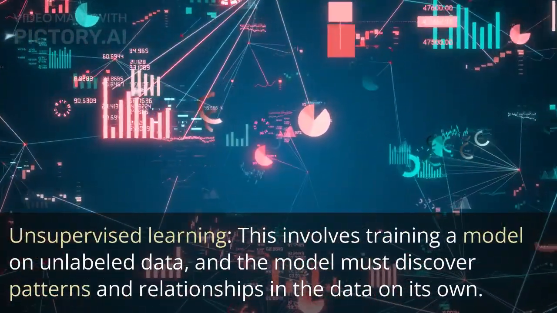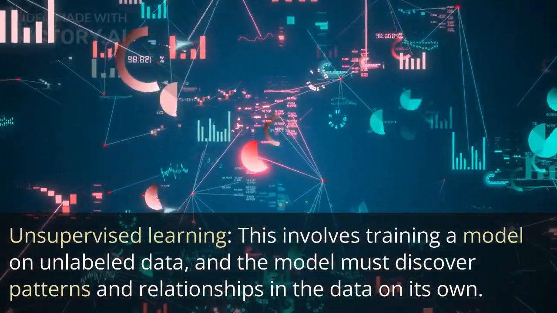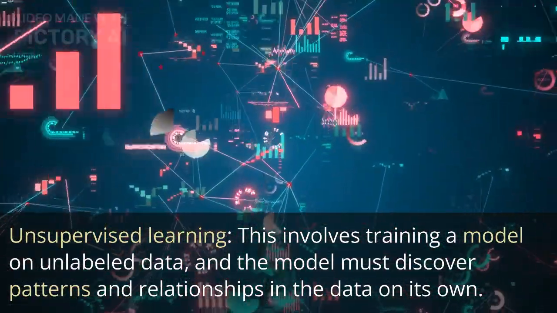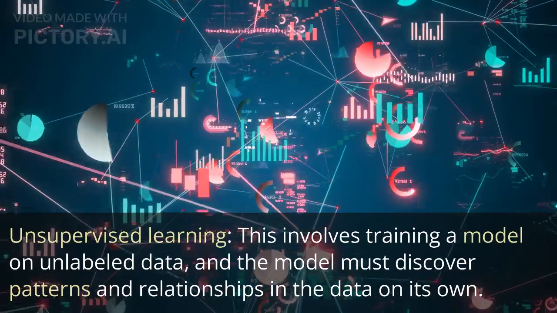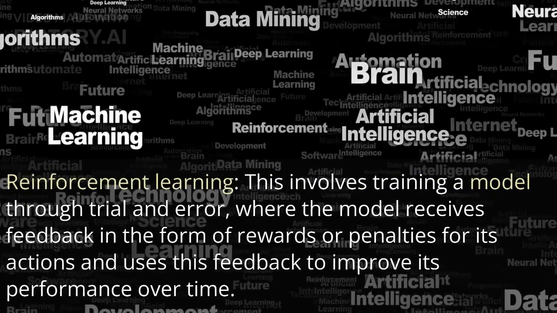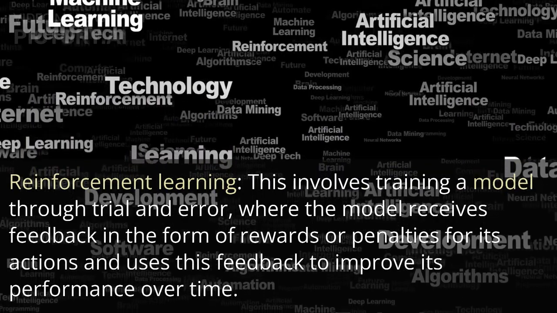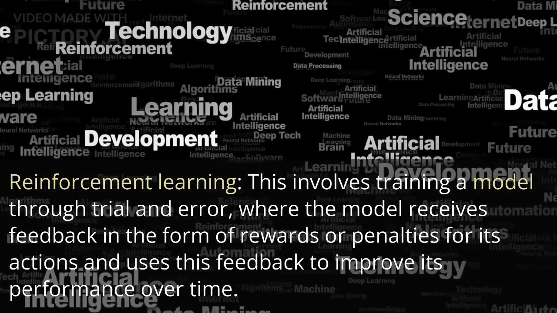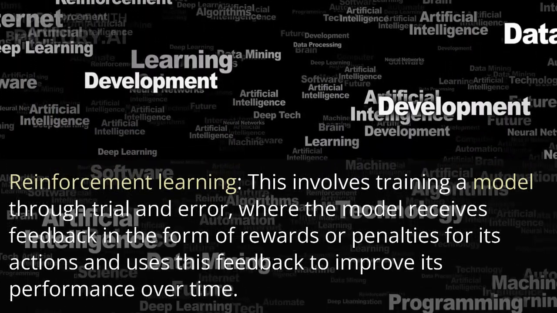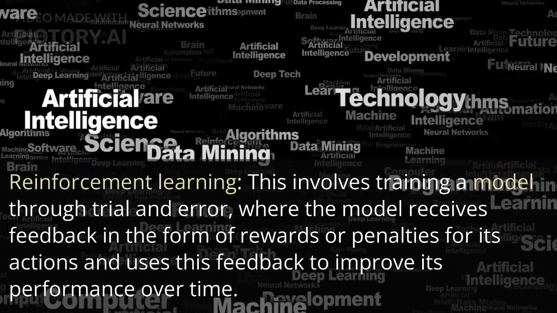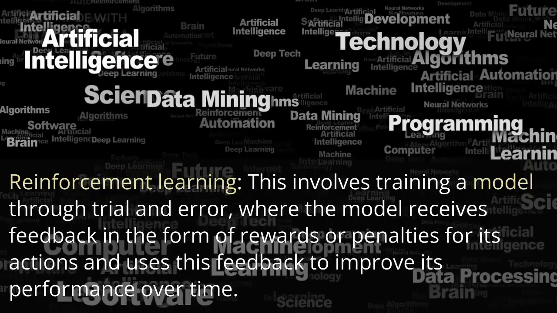Unsupervised learning. This involves training a model on unlabeled data, and the model must discover patterns and relationships in the data on its own. Reinforcement learning. This involves training a model through trial and error, where the model receives feedback in the form of rewards or penalties for its actions and uses this feedback to improve its performance over time.